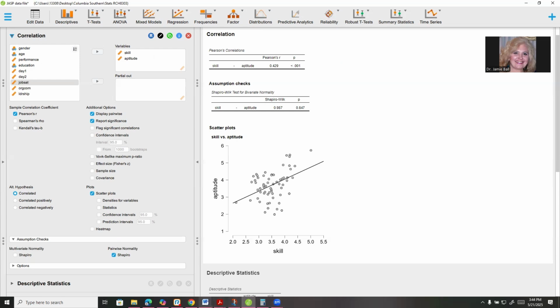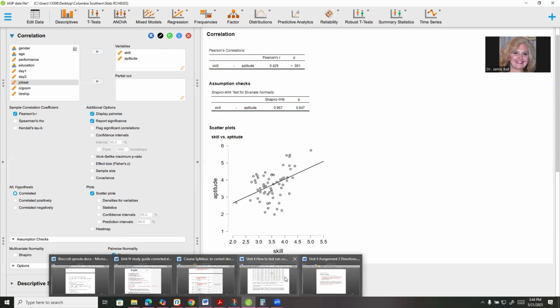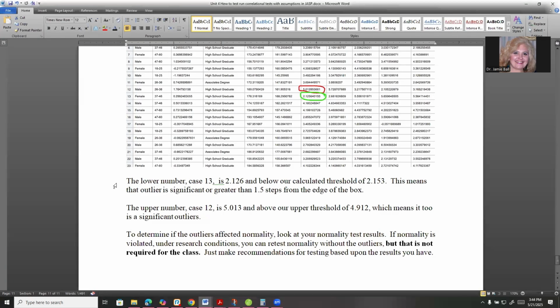Okay, so in your homework, when you discuss it, you need to make recommendations based on the assumptions. There's always choices to be made. This is why we defend our dissertation. All right. Well, I had 2 significant outliers, but it did not affect normality. So I proceeded with my test. Or, I had 2 significant outliers and normality was affected. So I switched tests and used a Spearman rank order instead.